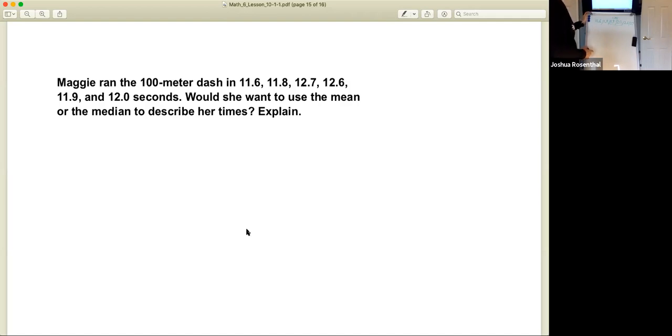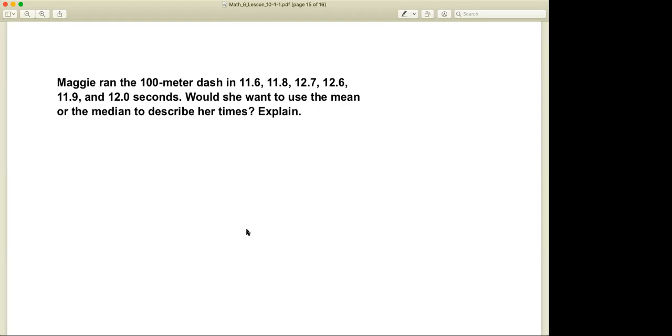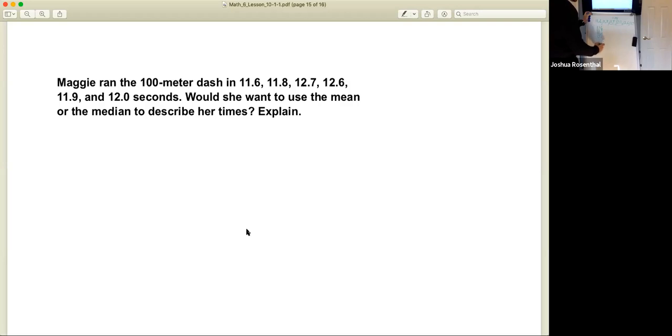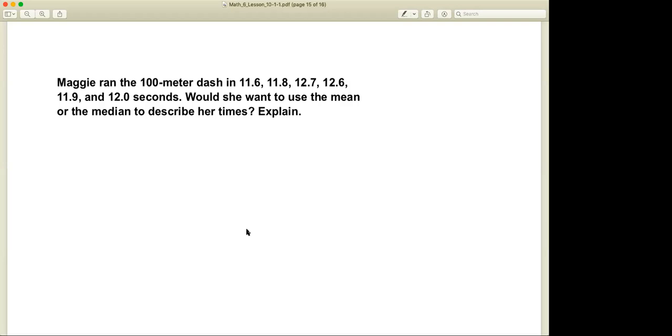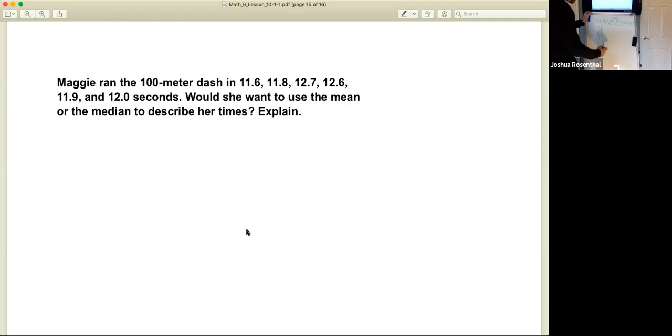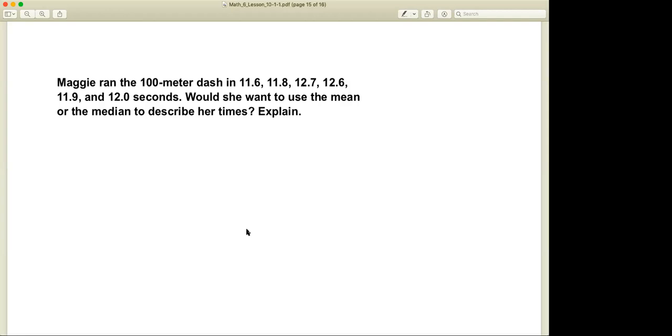The mean would be... you just basically have to choose which one is better for the scenario. Yeah, but I'm curious to see what it comes out to. You kind of have to do both. 72.6 divided by 6 is 12.1.